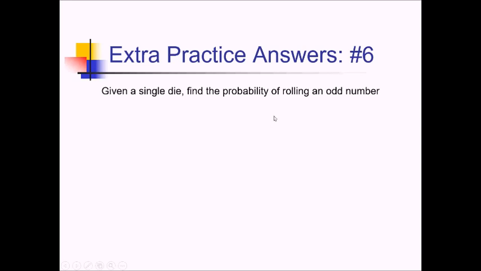For this one, we want the probability of rolling an odd number on a single die. So we have 6 total possible outcomes. That's our denominator for this. And out of the numbers 1 through 6, there are 3 of them that are odd, 1, 3, and 5. So that's 3 out of 6 then. So that gives us 1/2 if we reduce it.